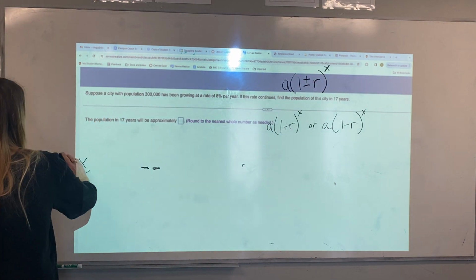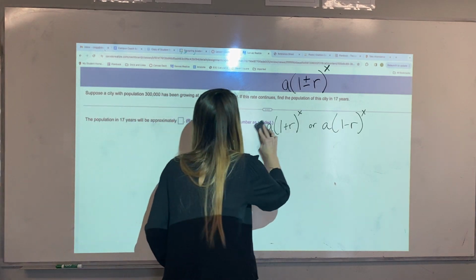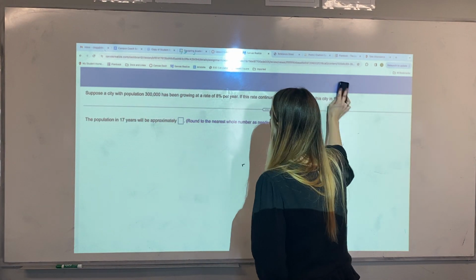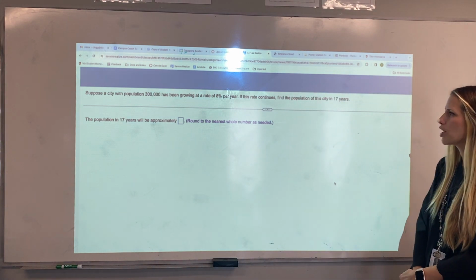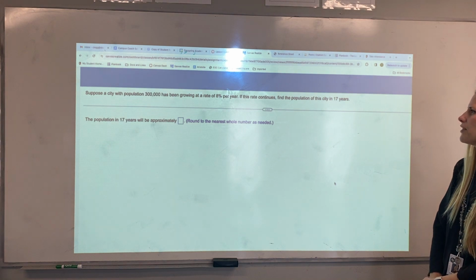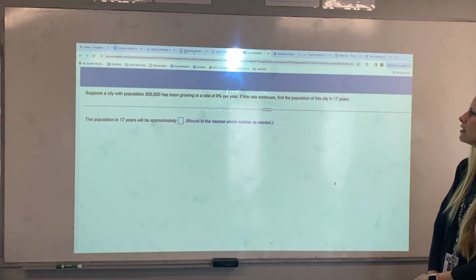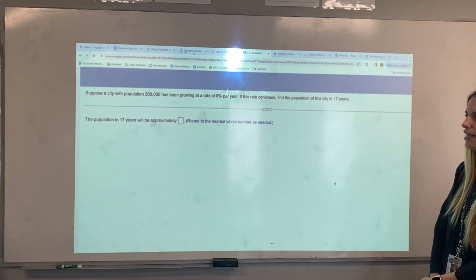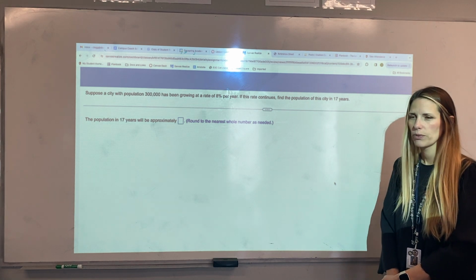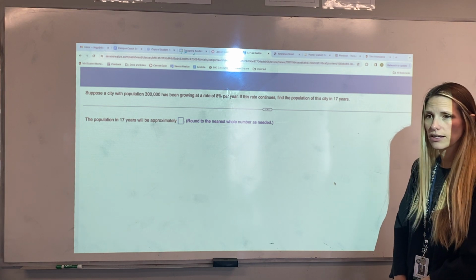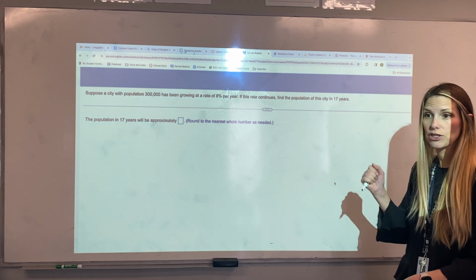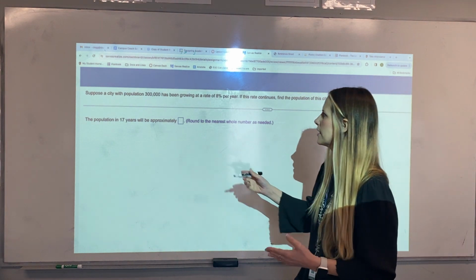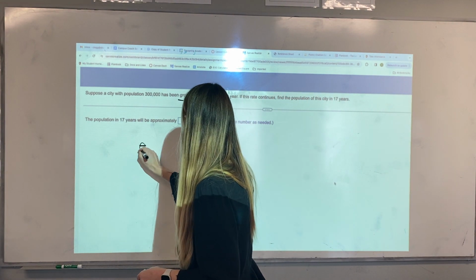Suppose a city with population 300,000 has been growing at a rate of 8% per year. If this rate continues, find the population of this city in 17 years. What formula are we going to need to solve this? Yeah, it's called the exponential growth. Now we see that it says it's growing, so we're going to need our exponential growth.